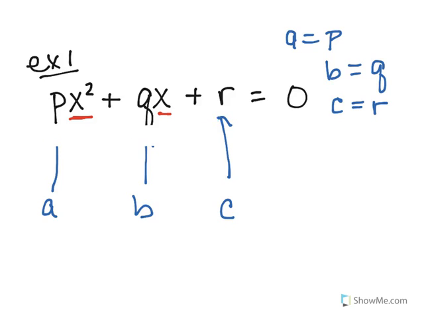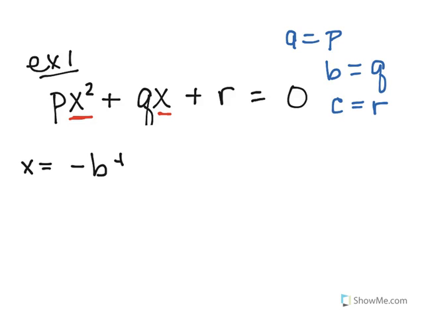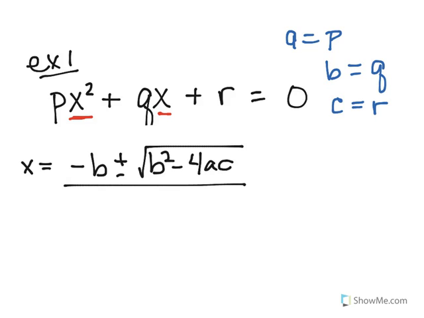Now, we're usually familiar with these things being numbers, but of course they don't have to be numbers. They could be letters that are standing for some unknown number, like we see in this case. So our quadratic formula says x equals negative b plus or minus the square root of b squared minus 4ac all over 2a. So I'm just going to fill in those values. Wherever I see a B, I'm going to put a Q. Wherever I see an A, I'm going to put a P, etc. Here's what I get.